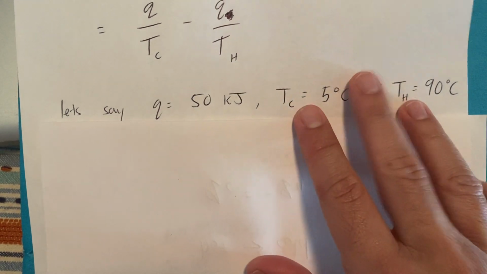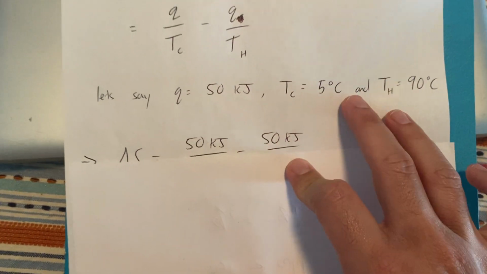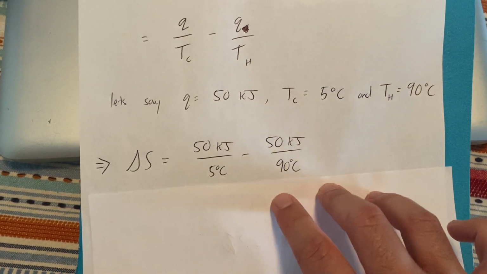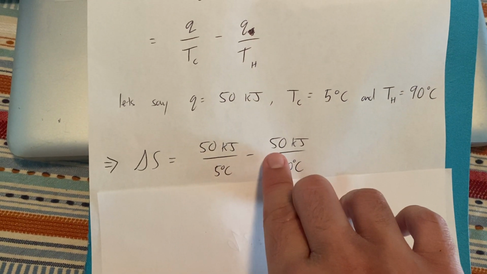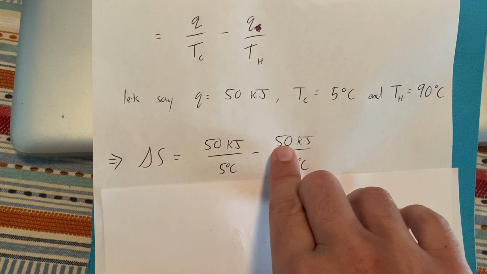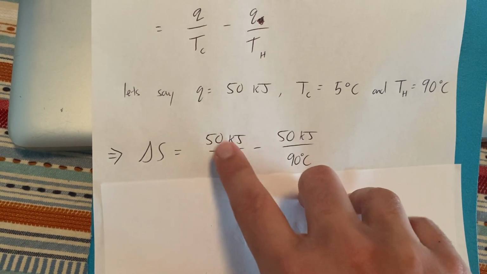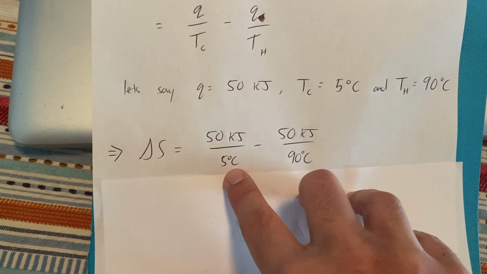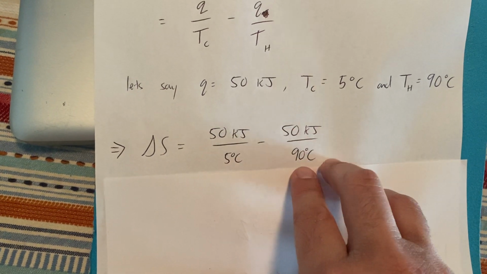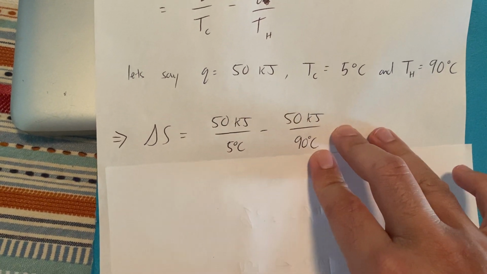Let's just say that's what's happening. So let's plug in our values, right? So it's getting everything down here together. So again, the heat's the same between both of them. It's 50 kilojoules, because of the first law of thermodynamics. But the cold temperature is this small 5 degrees Celsius. The hot temperature is this larger 90 degrees Celsius.